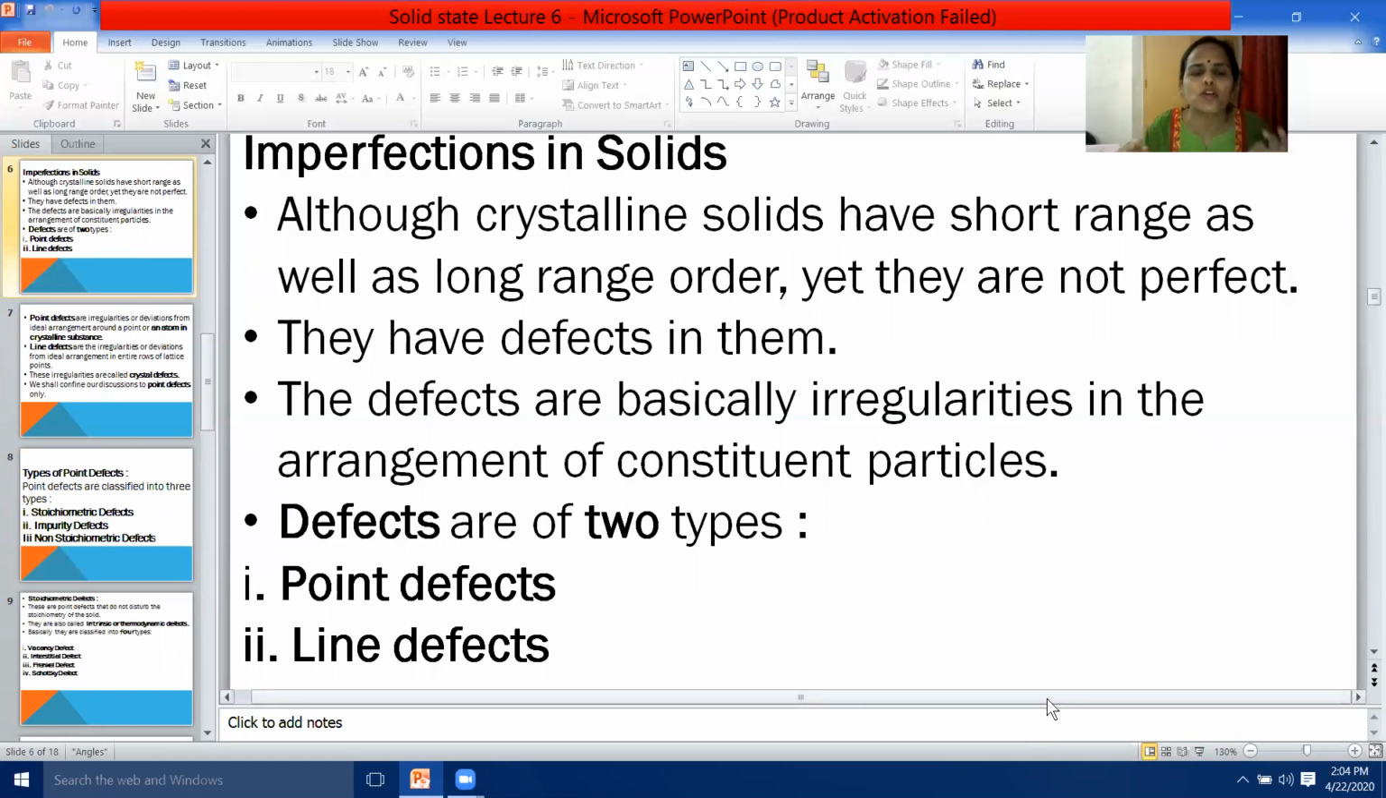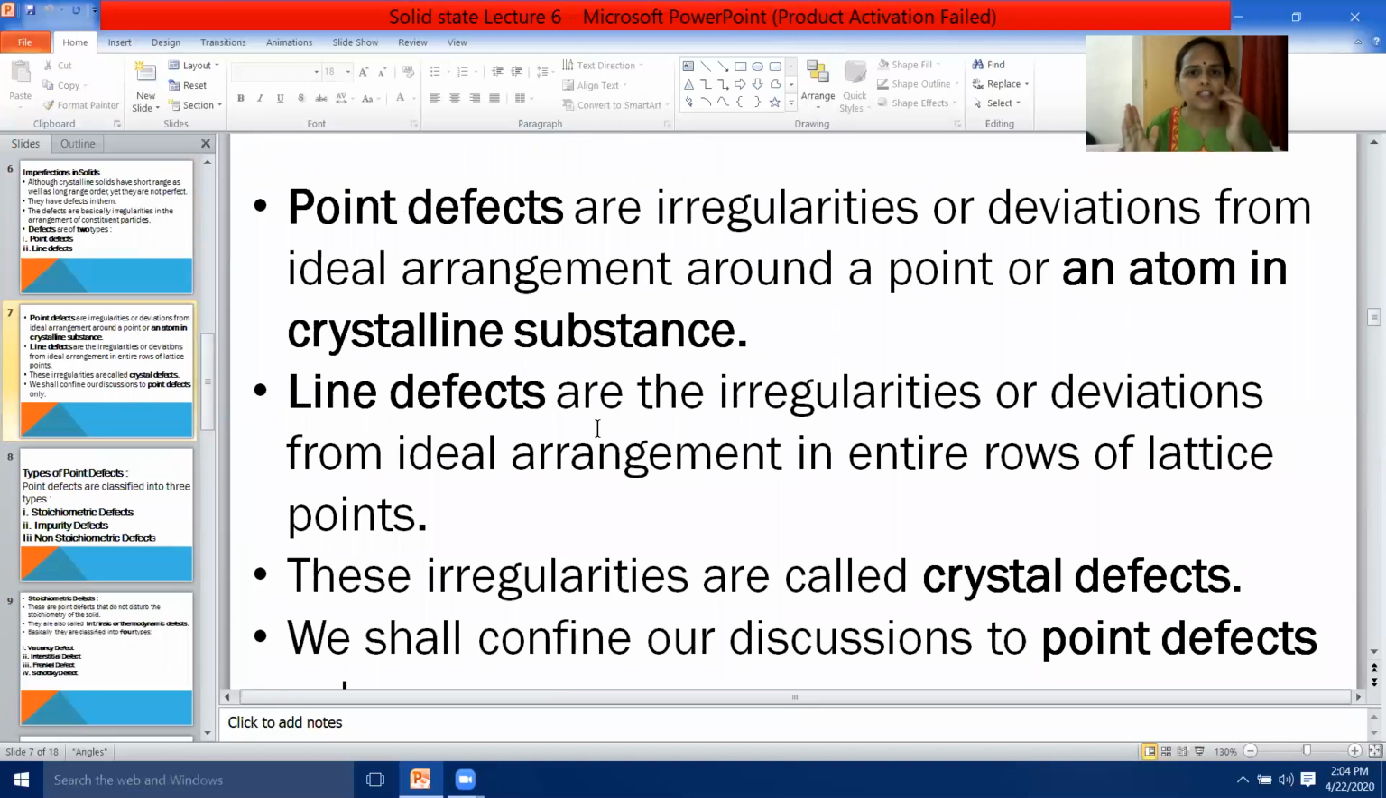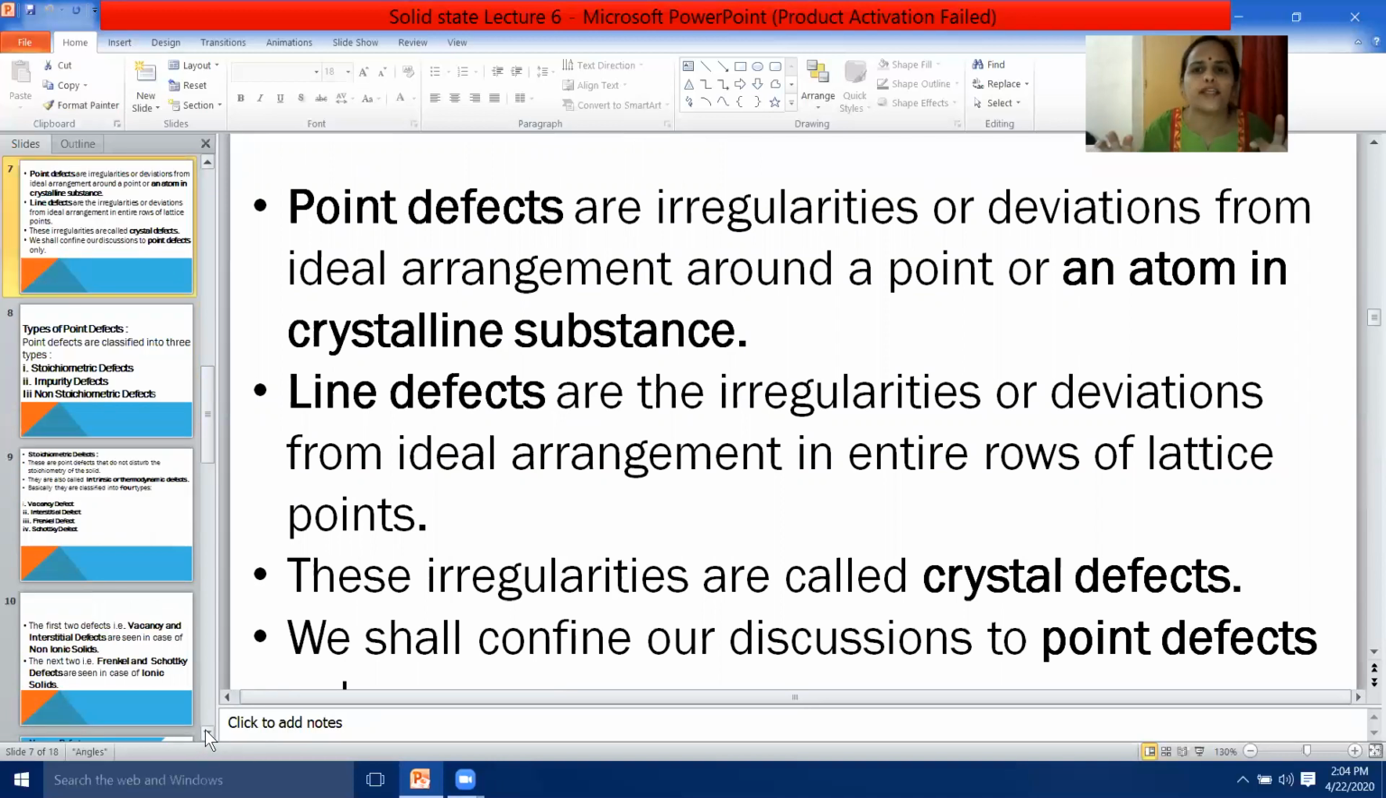So imperfections in solids are defects that are basically irregularities in the arrangement of constituent particles, and defects are of two types. The first one is point defect and the second one is line defect. We'll be reading in detail about point defects only, but you should know what point defects and line defects are. Point defects are irregularities or deviations from ideal arrangement around a point or an atom in crystalline substance.